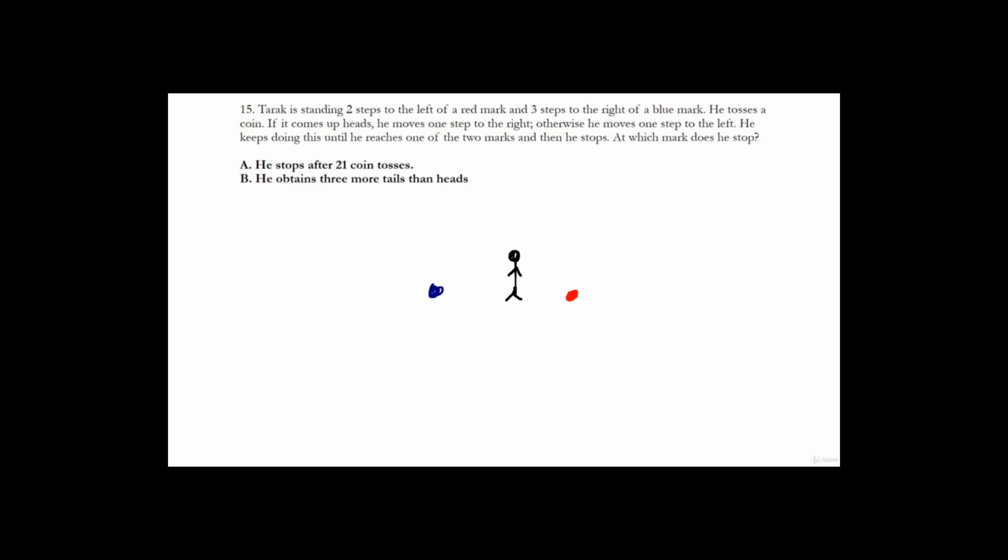Now, statement A says he stops after 21 coin tosses. Only based on that we cannot provide the answer, because we don't know what the results obtained in those 21 coin tosses are. He obtains 3 more tails than heads. So from this statement we will be able to say that 12 times he got tails and 9 times he got heads. So whenever he gets a tail, he moves 1 step towards the left. Okay, so let us say he goes 12 steps like this.